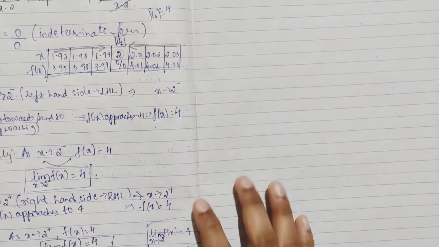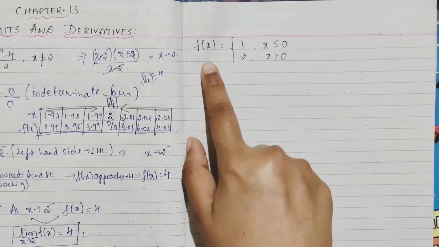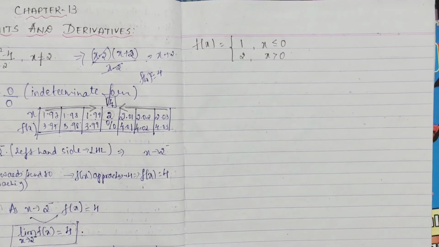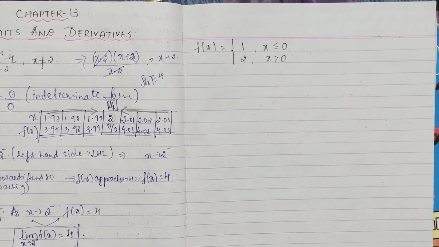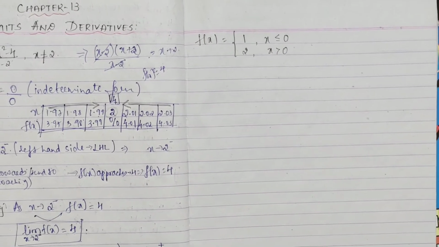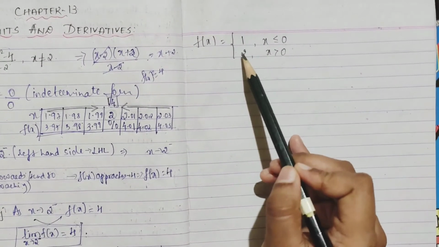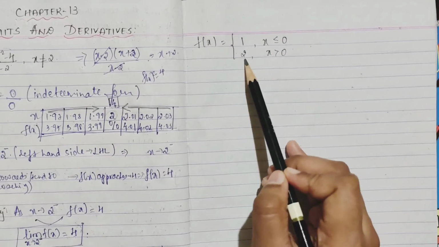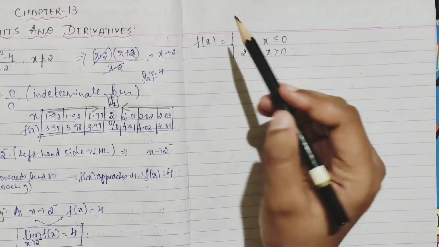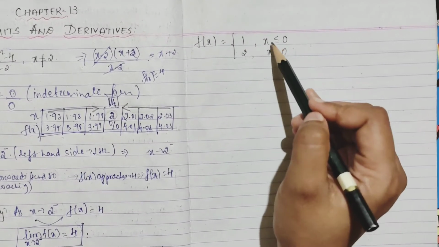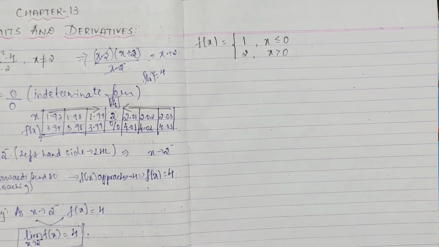Now you see one more question I'll take. Your question is f of x. The value is 1 when your x is less than or equal to 0, and f of x is 2 when x is greater than 0. So f of x value is 1 when x is less than or equal to 0 and 2 when x is greater than 0.